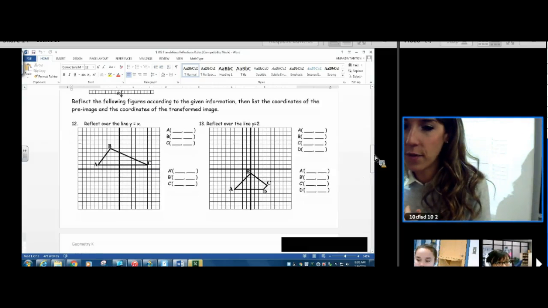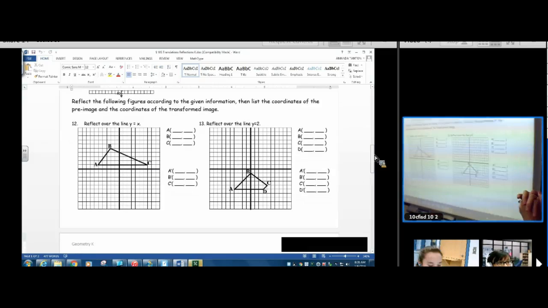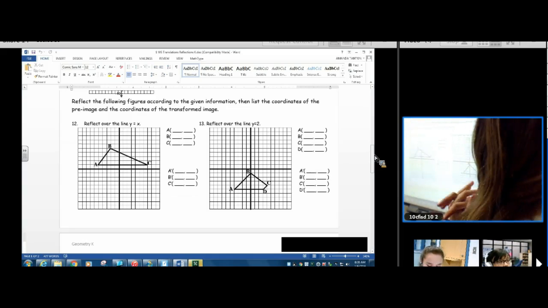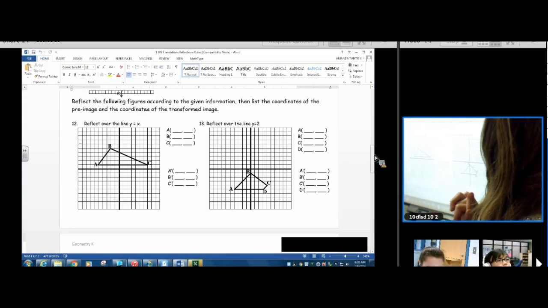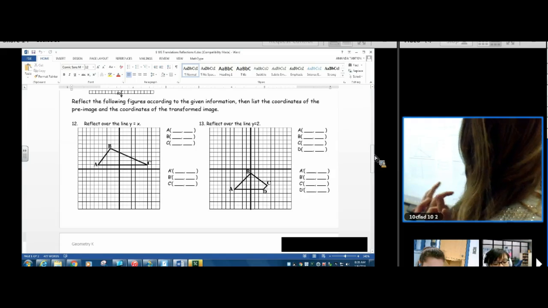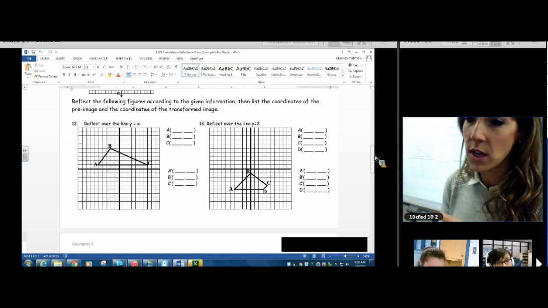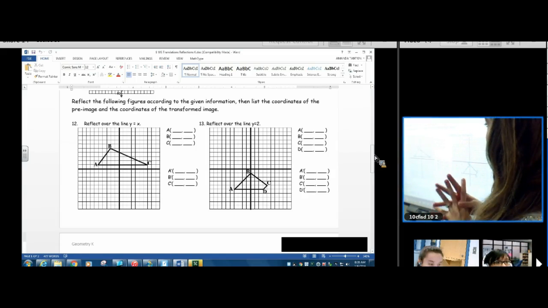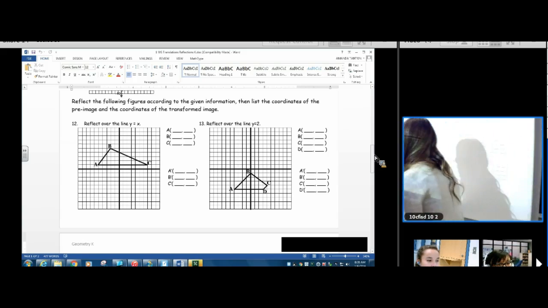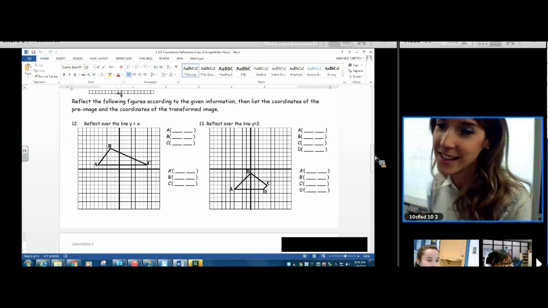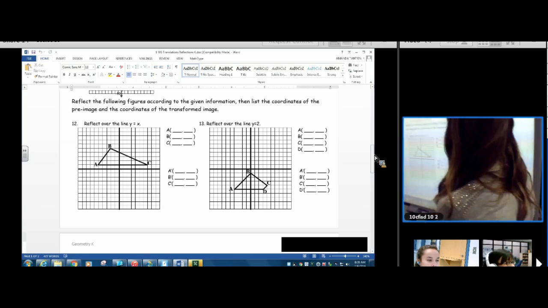Starting with number 12 from the homework. Oh, and 20? Okay. Reflect the following figures according to the given information, then list the coordinates of the pre-image and the coordinates of the transformed image. Okay, so getting the coordinates of the pre-image is not really a geometry task. It comes from middle school or from algebra.